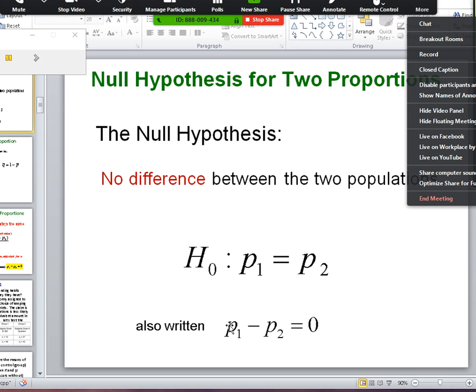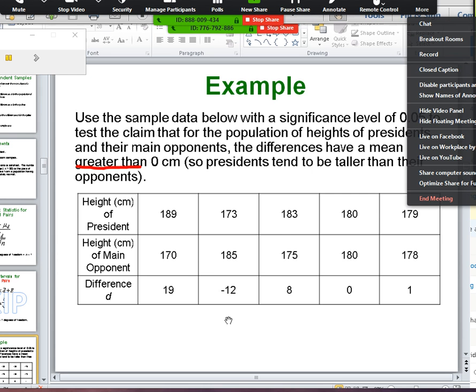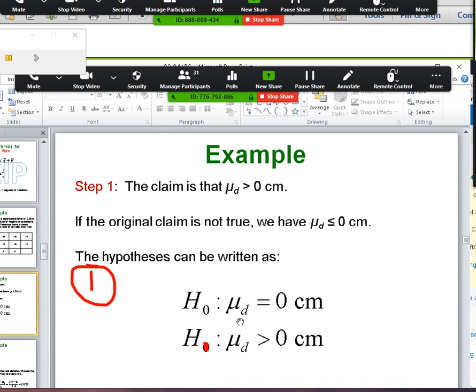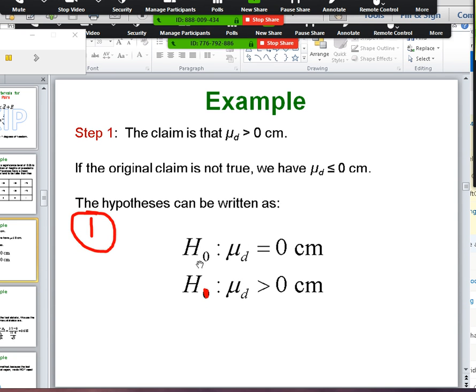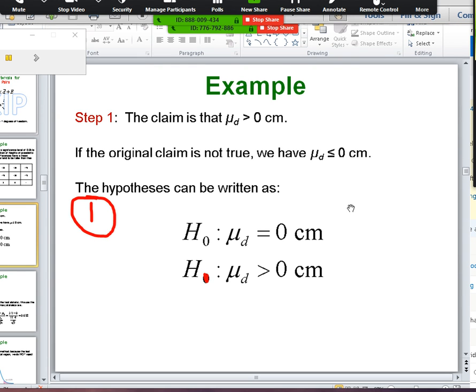It's going to be the differences. mu1 minus mu2 equals 0. So in other words, mu d equals 0. That's our H0 for these ones. That's the claim always for our 9.4. There are some cases in the world where it's not 0, but the vast majority of them are 0, and that's the only one we're going to cover in this class.